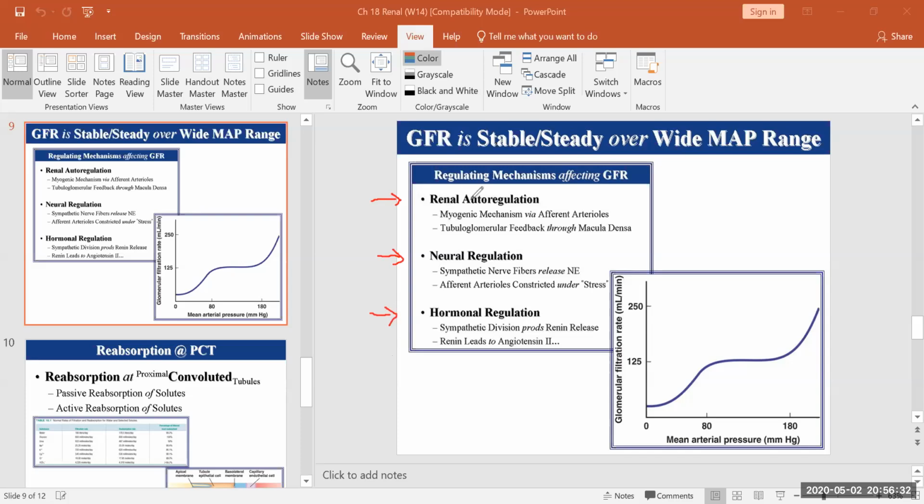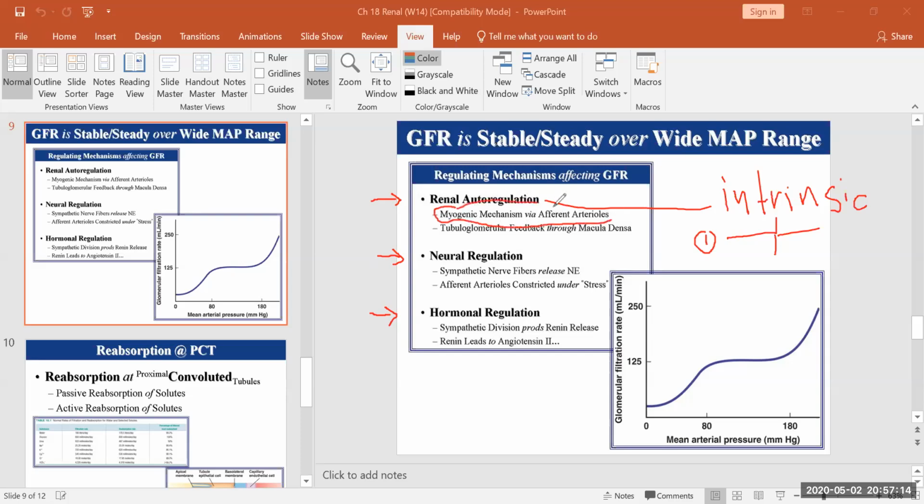The first one, the renal autoregulation. These are intrinsic mechanisms. They belong to the kidneys. So, intrinsic. And under intrinsic, there are three ways the kidneys can control to maintain that constant GFR. The first one is the myogenic mechanism.